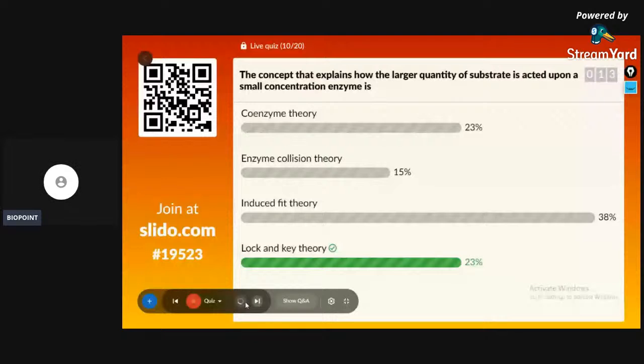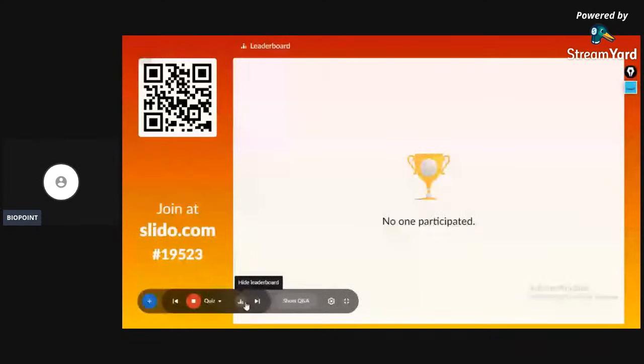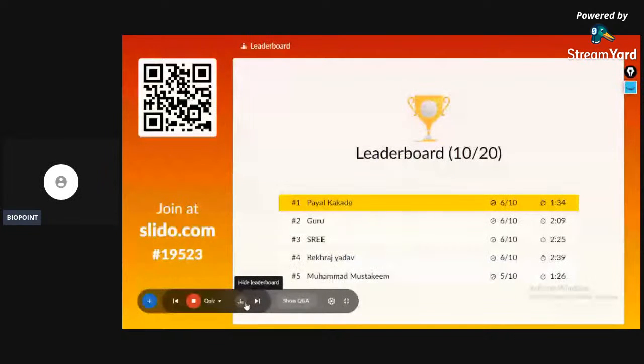According to my concept, most of the questions were simple. Oh my god. Payal Kakir is again the first position with 6 on 10. Guru 6 on 10, Shri 6 on 10, Rekraj Yadav 6 on 10, Muhammad Mustaqim 5 on 10. Oh my god, children, you are going day by day. Your level is going down while the questions level is increasing.